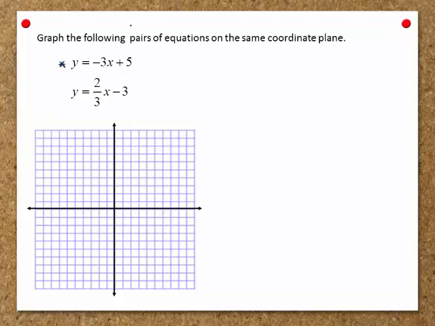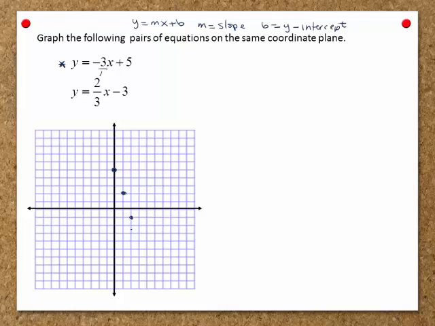We're already in y equals mx plus b format. M is our slope, and b is our y-intercept. So we start at our y-intercept, which is 5. And then our slope is negative 3, which is the same thing as negative 3 over 1. So we're going to go down 3 and then over 1.